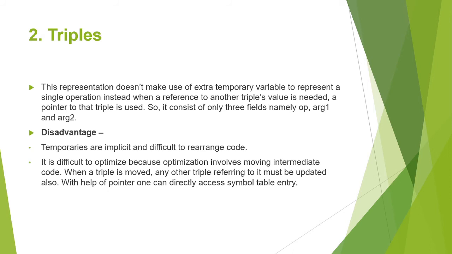Next we are going to discuss the triple representation. What is the major disadvantage of the quadruple representation? It uses more temporary variables, so it takes more space. To reduce the number of temporary variables, here we are going to reduce the fields. The fields in quadruple representation are operator, argument 1, argument 2 and result. Here we are going to remove the result part. Instead of the result part, you are going to use references.